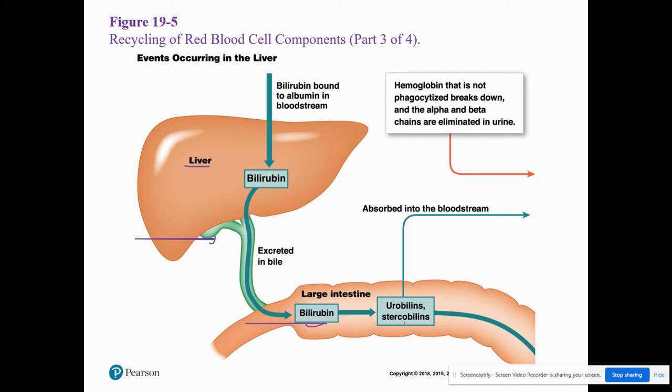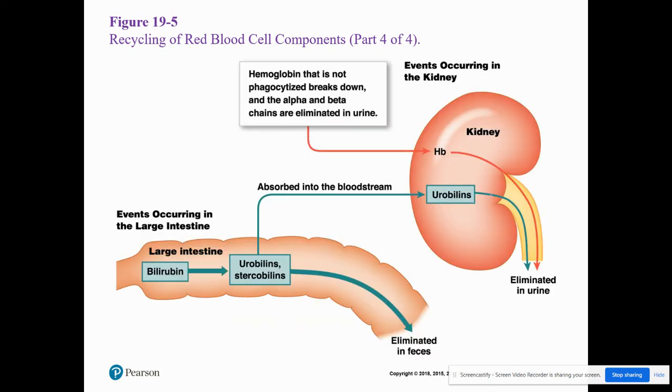Then we add in any urobilins or stercobilins that we can pull out and put back in the bloodstream. We will. The rest will be eliminated. I'll get to that in a second. But again, if hemoglobin isn't phagocytized, we're going to eliminate these alpha and beta chains through urine, which will be the next slide. Here we go.